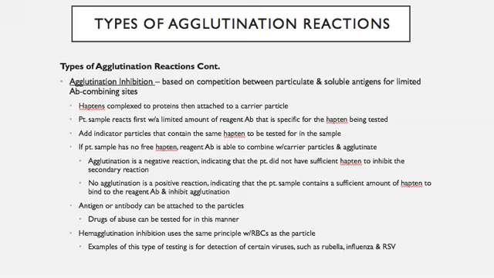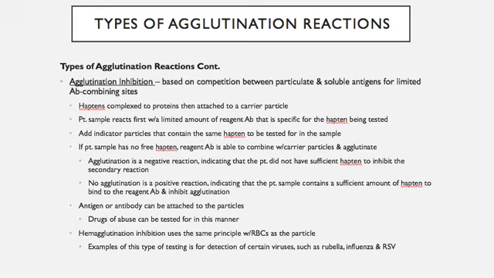So this indicates that the patient sample contains a sufficient amount of hapten to bind to the reagent antibody and inhibit agglutination. Antigen or antibody can be attached to the particles. You see this type of testing a lot of times used for drugs of abuse. And I think if you have been in urines already, then you would have done this test as a lab, or you may have done it this semester.